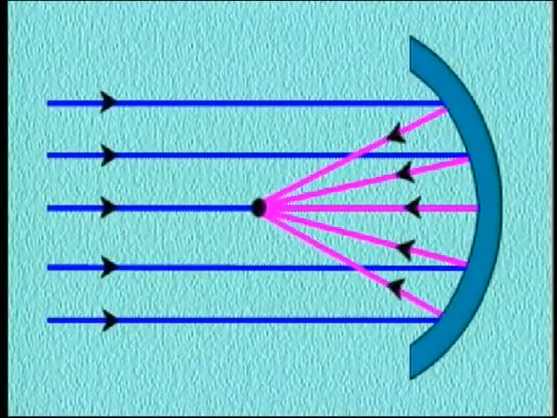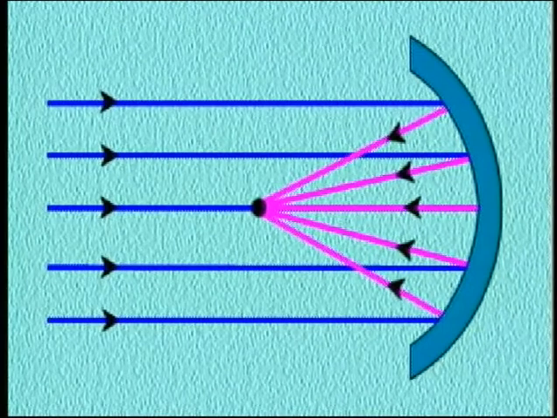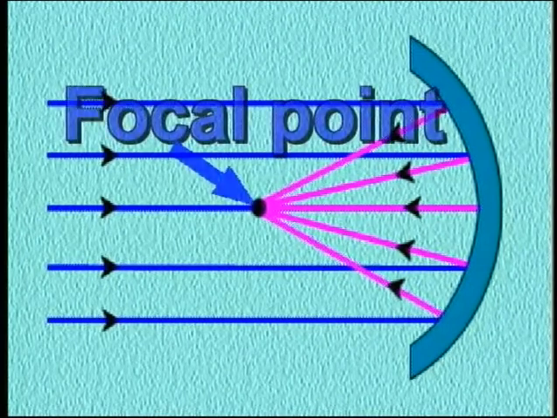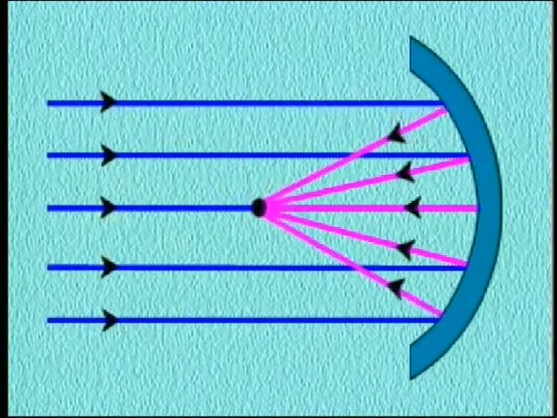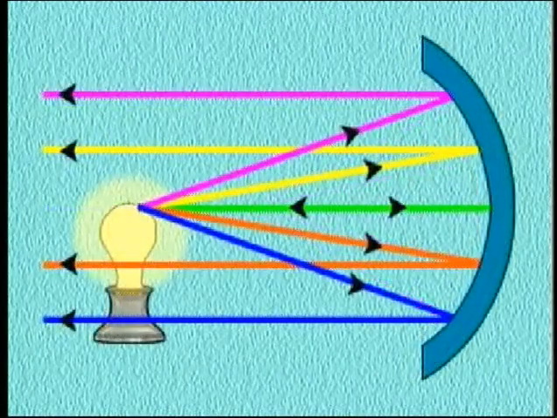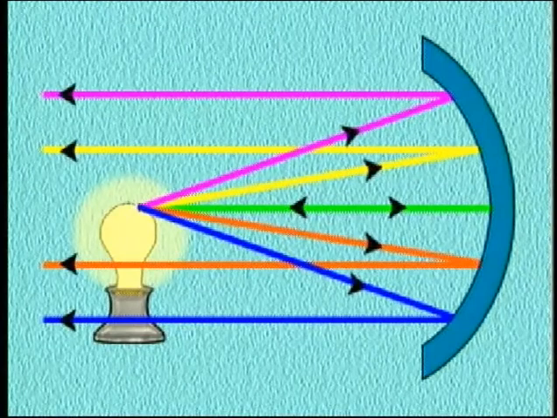Light rays coming in parallel to a concave mirror are reflected toward and through the same point called a focal point. In turn, light reflected by a concave mirror from a light source positioned at its focal point reflects light rays parallel to one another.